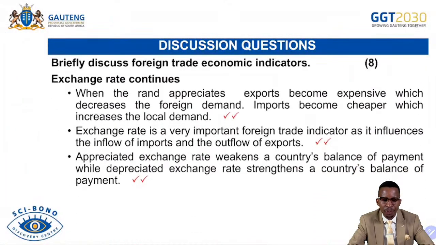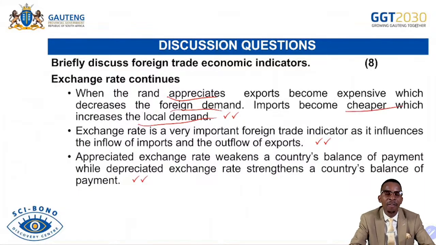And then we continue. When the rand appreciates, exports become expensive, which decreases the foreign demand. Imports become cheap, which increases local demand. So whenever our rand is appreciating, our exports will be expensive, lowering the demand from foreign markets. And then imports will be cheap, increasing the demand, meaning our local consumers will demand more imported goods and services because they are relatively cheap.